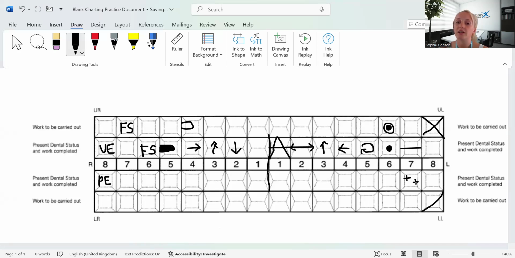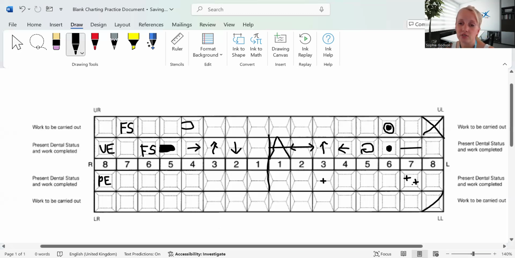A lower molar has got 2 roots, so you do 2 little crosses. And if it was an upper 7, they'd have 3 roots, so you do 3 little crosses. Premolars have got 1 root on the lower and 2 roots on the upper, and your anterior teeth, 3 to 3, have all got 1 root. So you just draw a little root like so to show that's 1 retained root. Okay, so that's your retained roots.